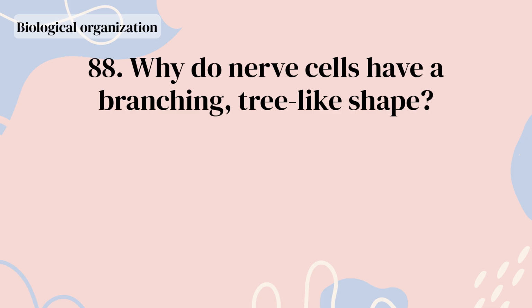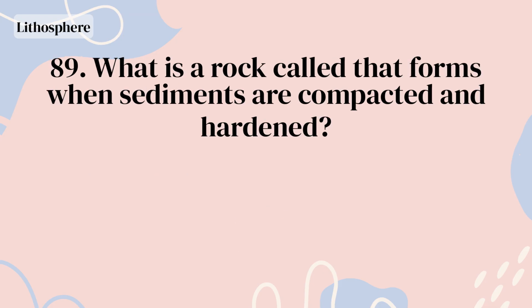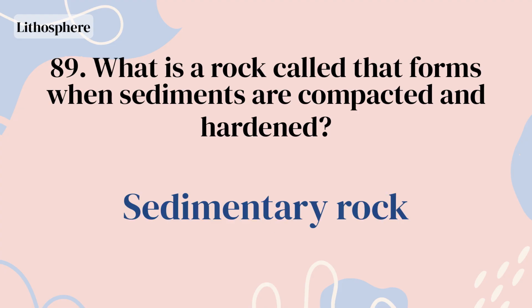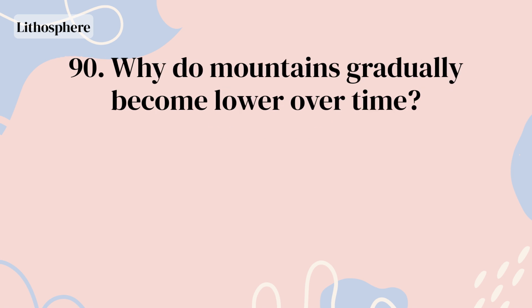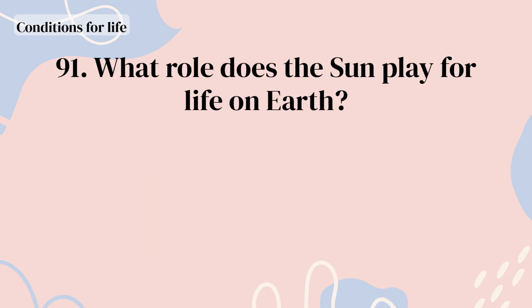Why do nerve cells have a branching, tree-like shape? To efficiently transmit signals. What is a rock called that forms when sediments are compacted and hardened? Sedimentary rock. Why do mountains gradually become lower over time? Weathering and erosion.